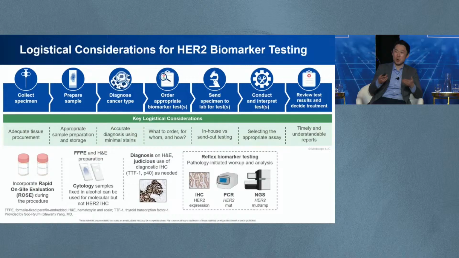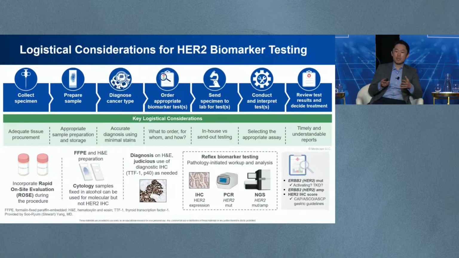And then, of course, we need to go ahead and perform the biomarker testing itself, ideally in a pathology-initiated reflex testing workflow where we as pathologists do the testing ourselves using a combination of different assays like IHC, PCR, and NGS, as we talked about.